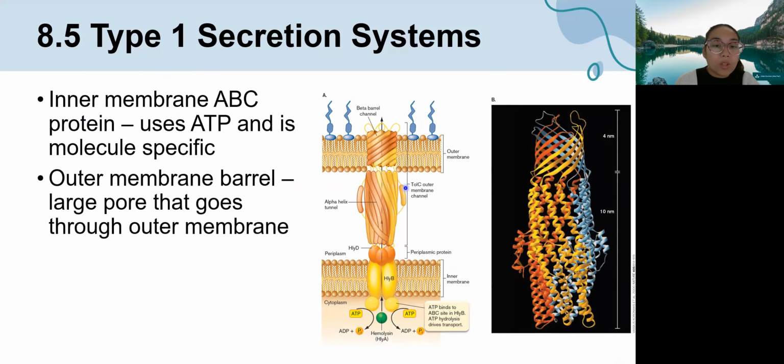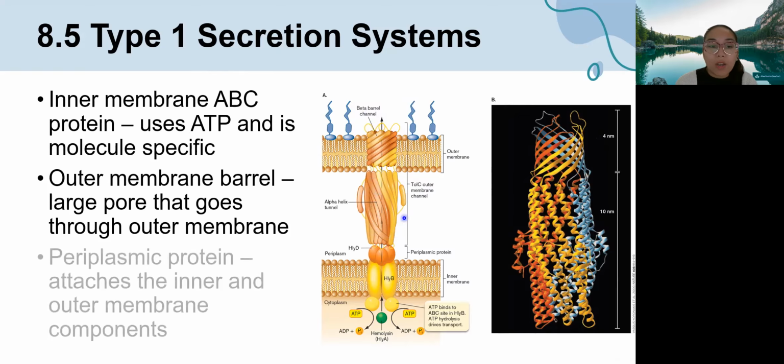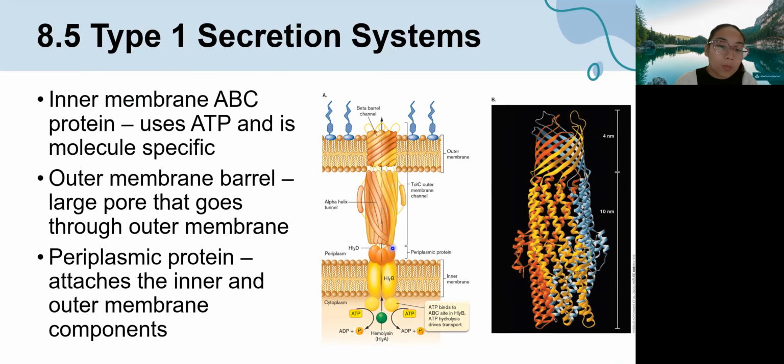We also have this large outer membrane barrel. So this protein right here is a gigantic barrel that goes through the outer membrane. And then finally, we have a periplasmic protein, some little guy over here that's found in the periplasm that kind of holds both of them together. And so, let's say that there's hemolysin. This is just an example. This is a protein that needs to be exported out.